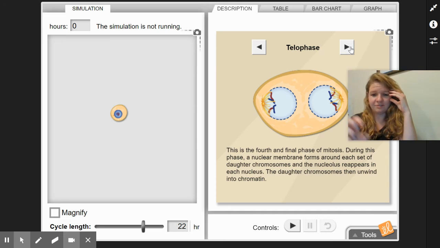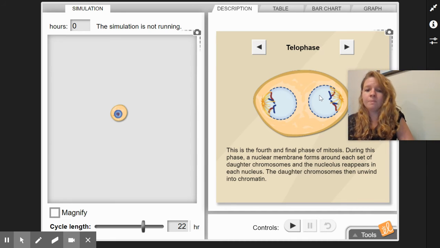The last part is telophase, the fourth and final phase of mitosis. During this phase, the nuclear membrane starts to form. Remember, in prophase, it was starting to break down. Now in telophase, or telophase, either enunciation is correct, we're getting ready to make two new cells. So now we want the nucleus to come back. That's the nuclear membrane that's starting to pop back up.